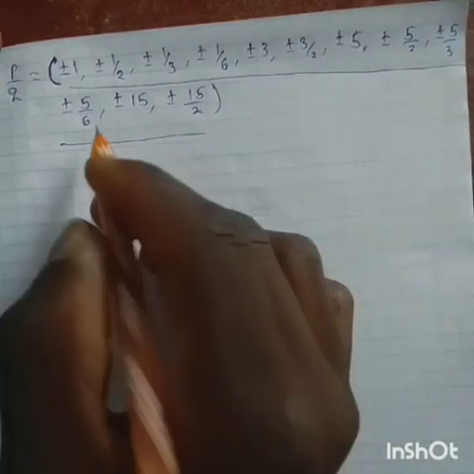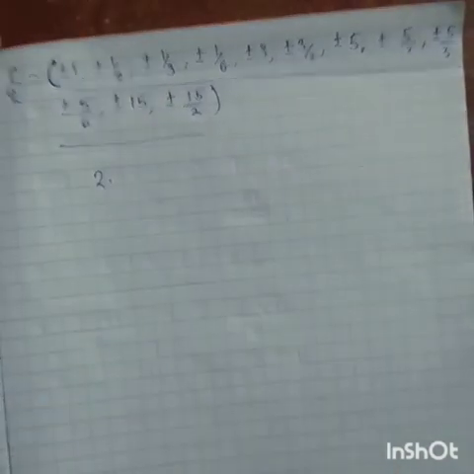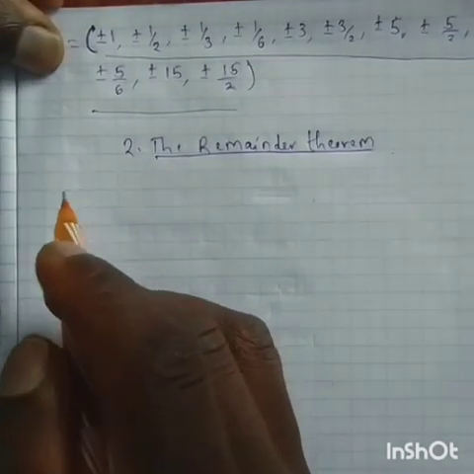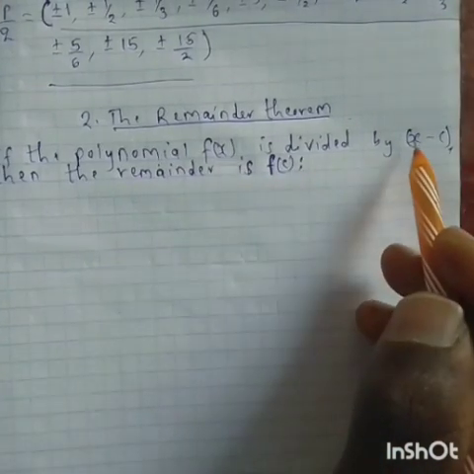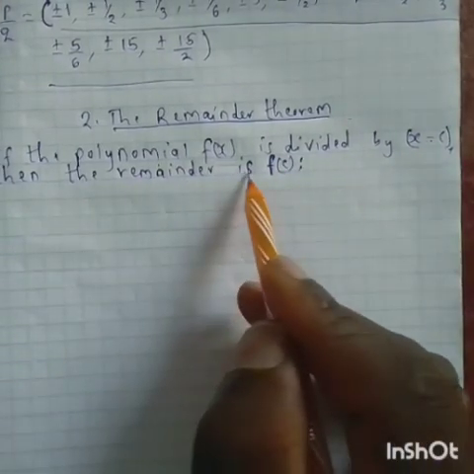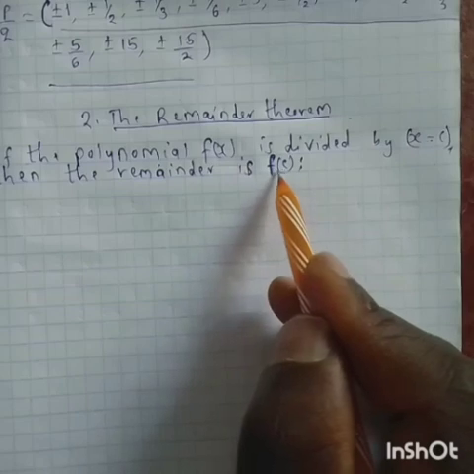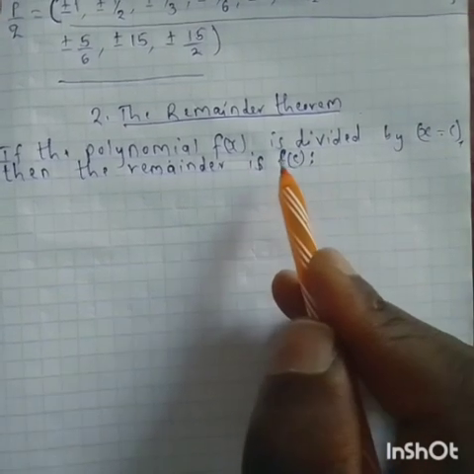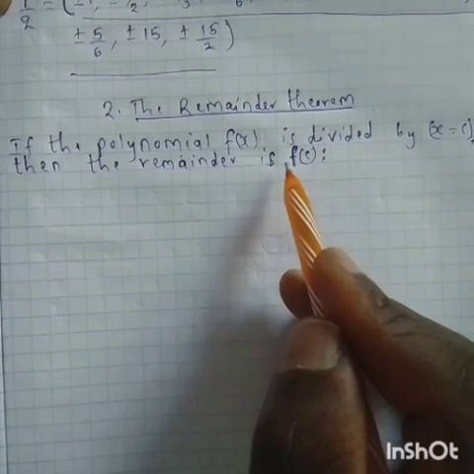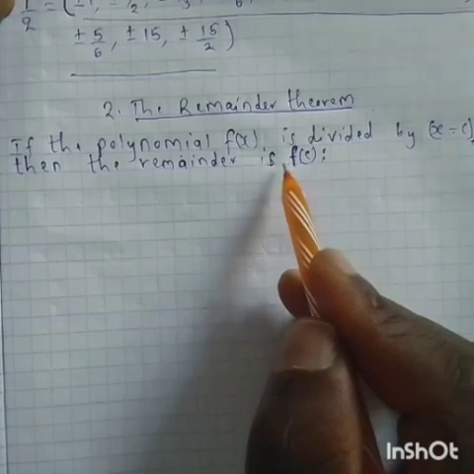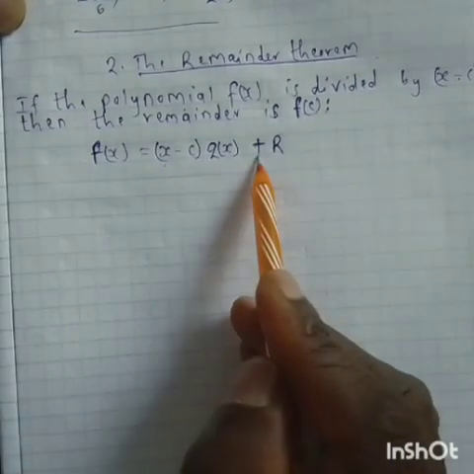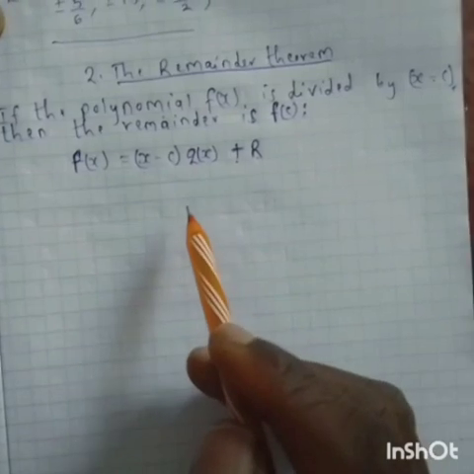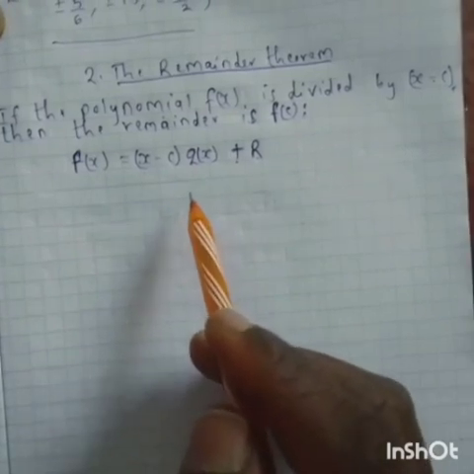So let us turn to theorem number 2, the remainder theorem. The remainder theorem states that if the polynomial f(x) is divided by x minus c, then the remainder is f(c), meaning the function evaluated at c. This will remind you of the process of long or synthetic division of polynomials, such that we represent this in this form. So let us work it out using an example.